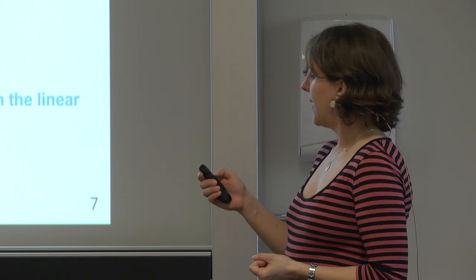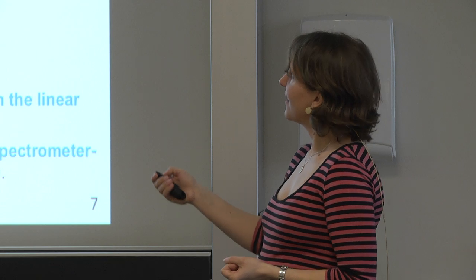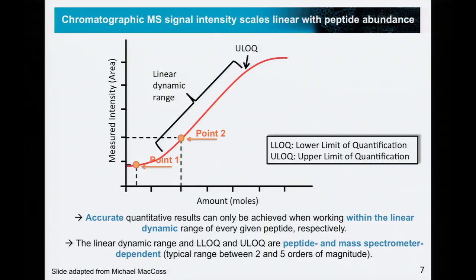Okay? And there is one more complicating thing, and that's the fact that this range of linearity is not something that you can determine for one peptide once and then you know it in your measurement, but it's actually something that is peptide as well as mass spectrometer dependent. So different peptides will have a different range of linearity, and when you move from one instrument to the other, this could change as well.